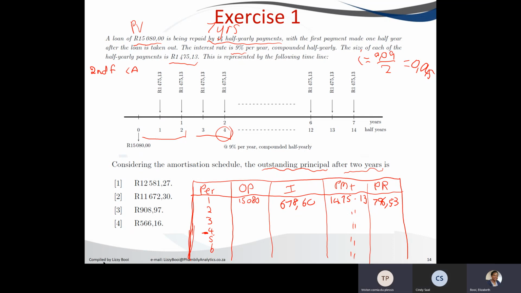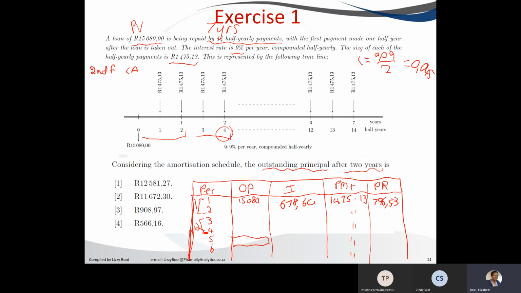So continue. Now you say 15,080 minus 793 until you get to number 4 and get to number 5 balance, because this is what we're looking for. They say what will be the outstanding principal after 2 years. This is year 1. This is year 2. After year 2, it's after you made the fourth payment. So calculate until you get that value, which will give you your answer.